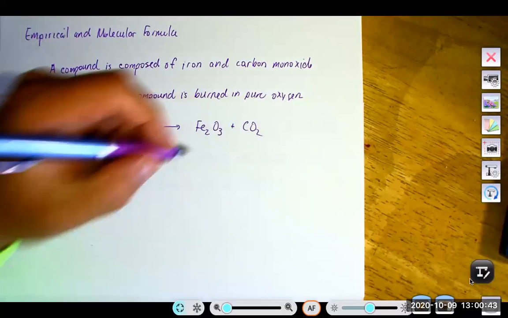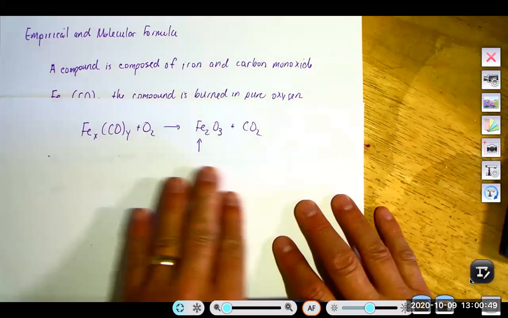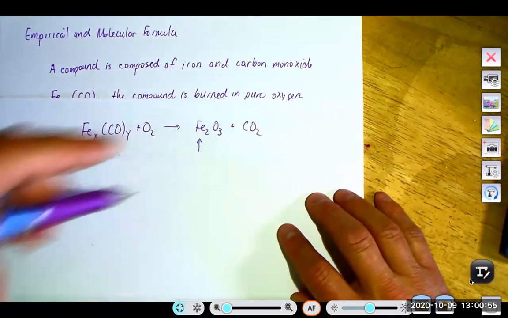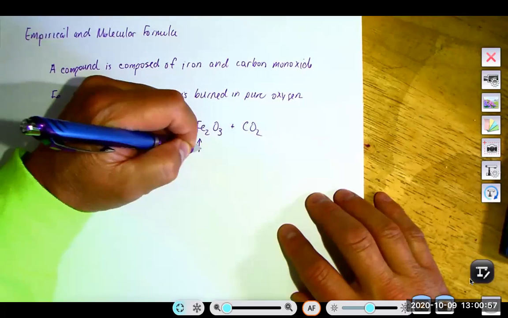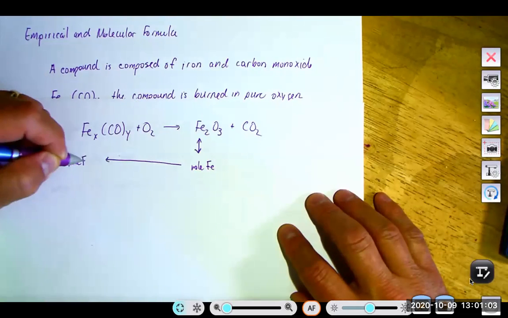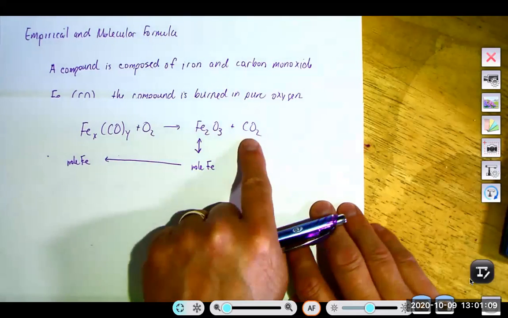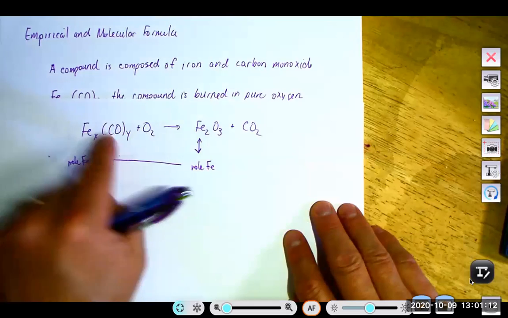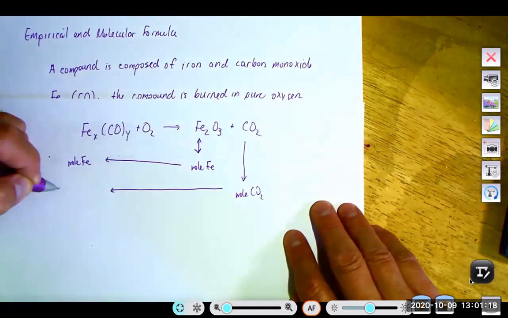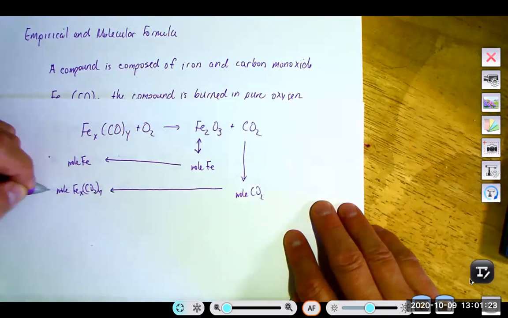Now, look at that iron in the products. Where does that iron have to come from? The answer is, it has to come from here. So if we can calculate the moles of iron, then we get the moles of iron in this. Same thing here. Where does the carbon come from? Well, it has to come from here. So if we can calculate the moles of CO2, we can calculate the moles of FeXCOY and get the moles of CO.